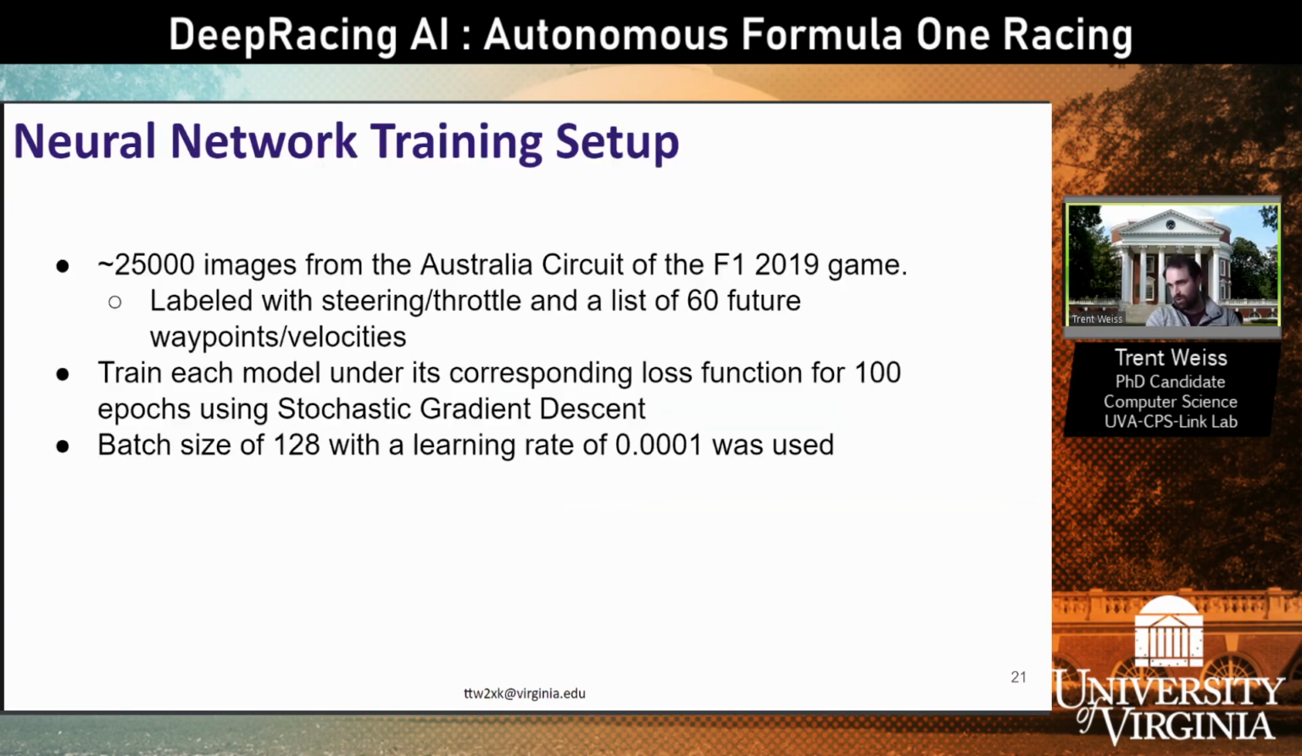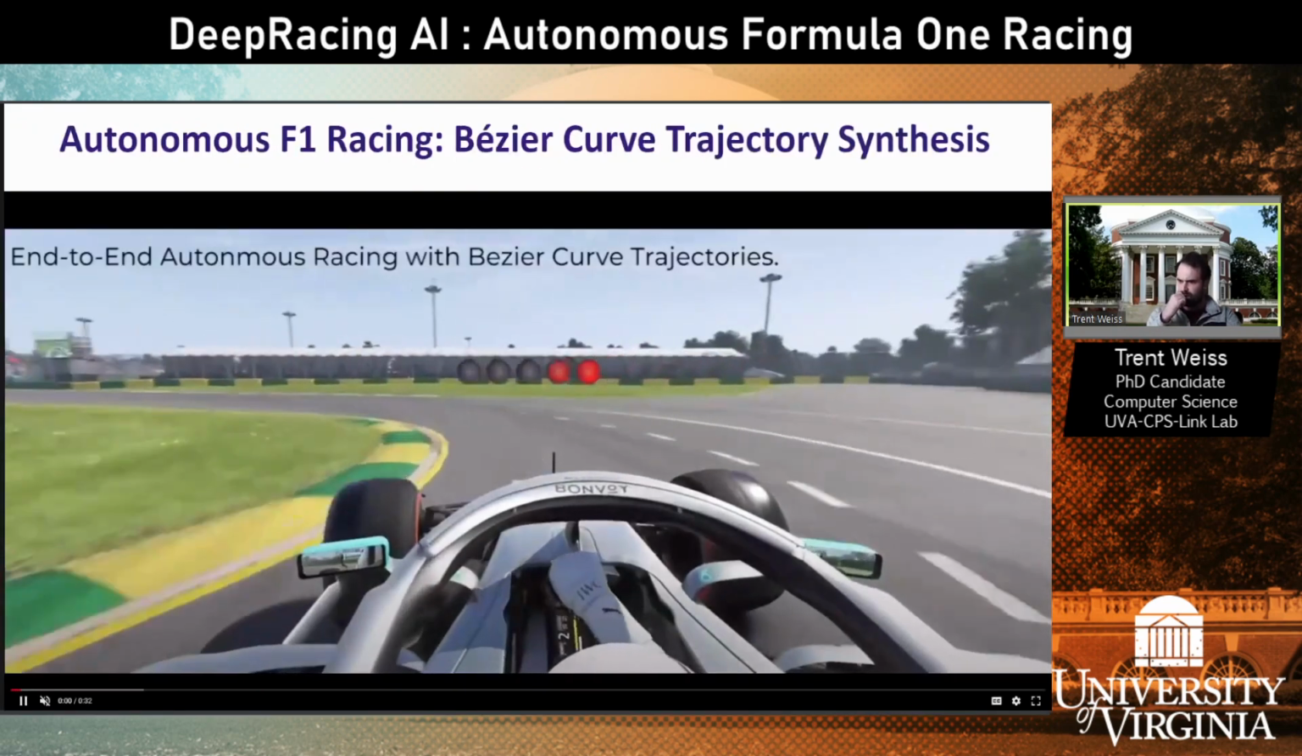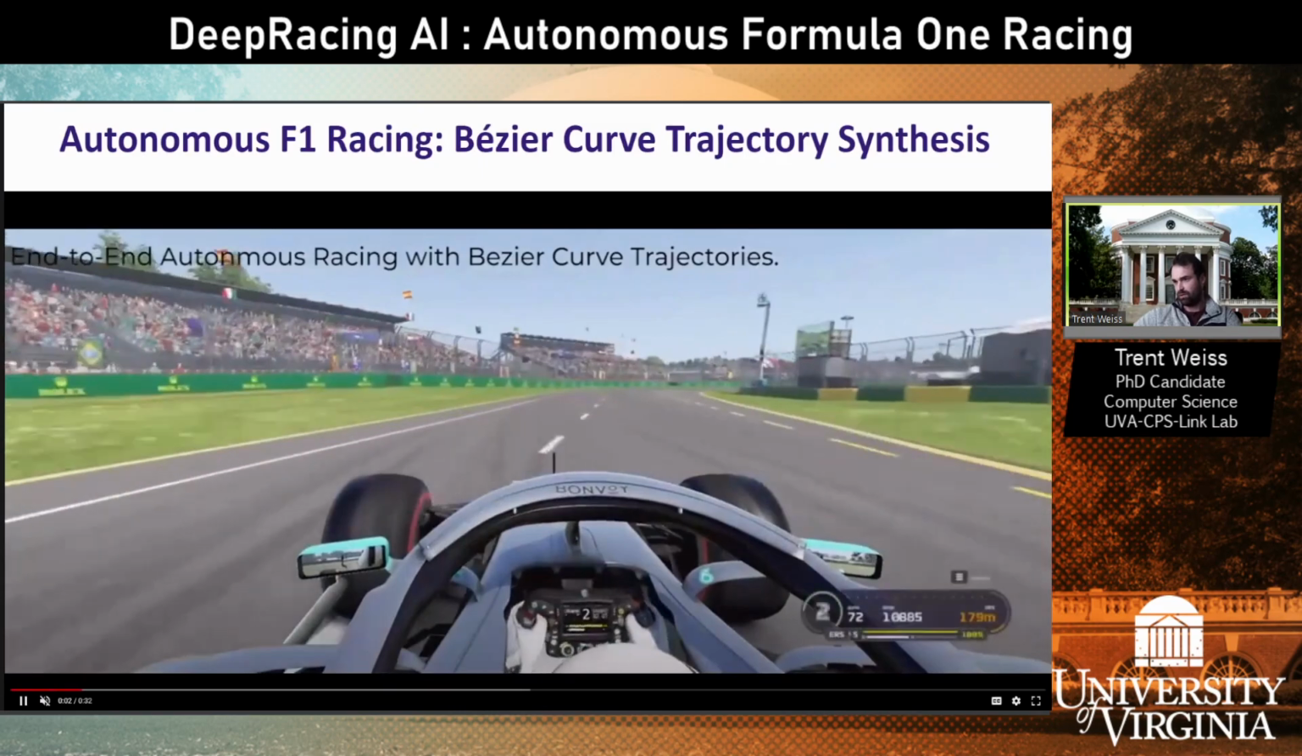Some results we got: we collected about 25,000 images on the Australia circuit of our F1 2019 game, labeled them all with about 1.5 seconds of future waypoints and velocities, and trained all of the models we talked about for 100 epochs with a batch size of 128. The results we get are astoundingly good.